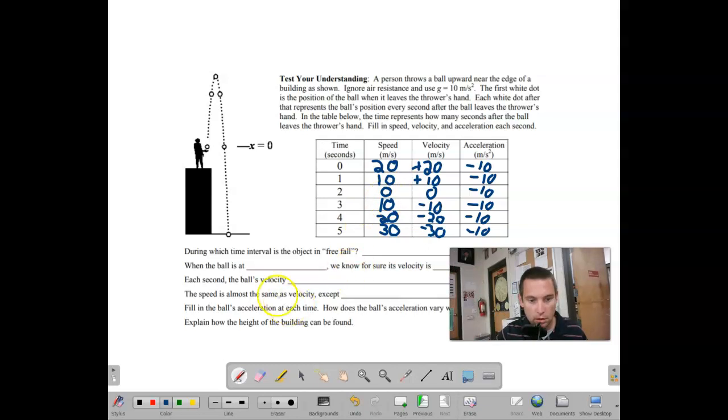During which time interval is the object in free fall? Well, if the whole thing is 5 seconds, it's going to be 0 to 5 seconds. It's the entire thing.